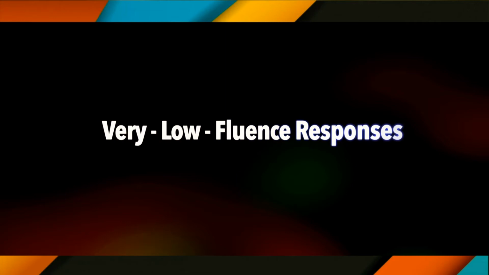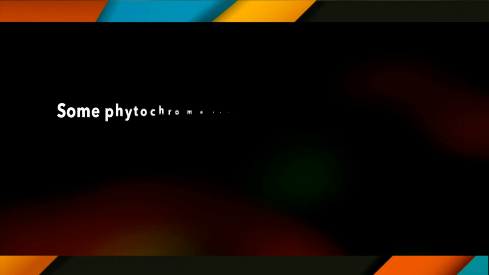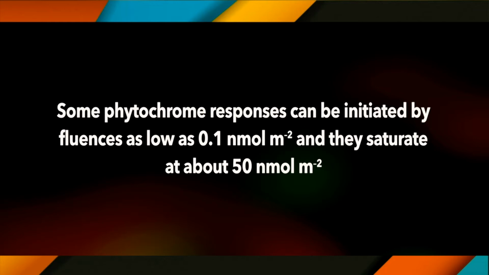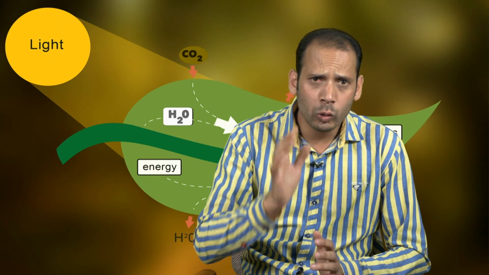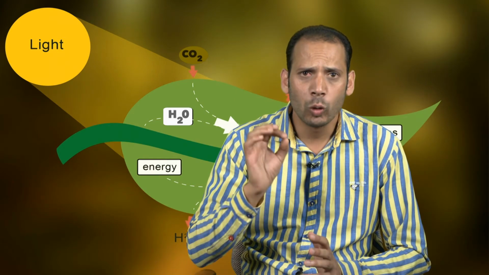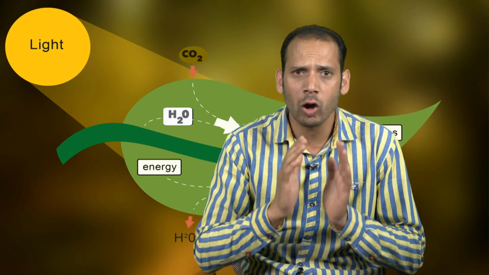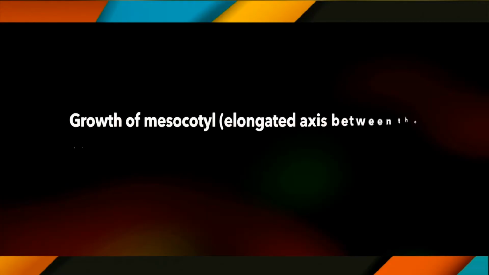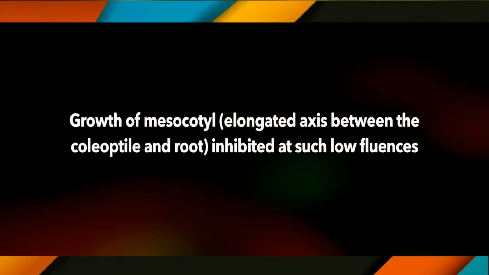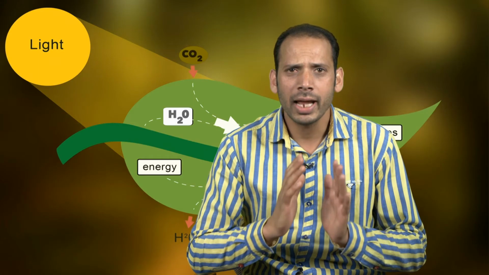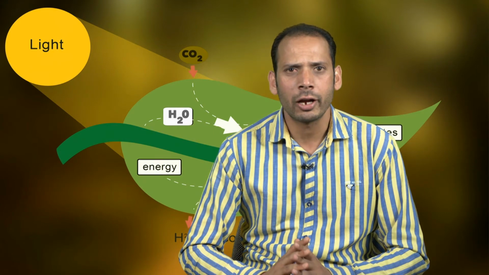Now, what are very low fluence responses? Some phytochrome responses can be initiated by fluences as low as 0.1 nanomole per square meter, and they saturate at about 50 nanomoles per square meter. For example, in dark-grown oat seedlings, the growth of the coleoptile has been shown to be enhanced by red light, and the growth of the mesocotyl, the elongated axis between the coleoptile and the root, is inhibited at such low fluence responses. Another example is that of seed germination in Arabidopsis.